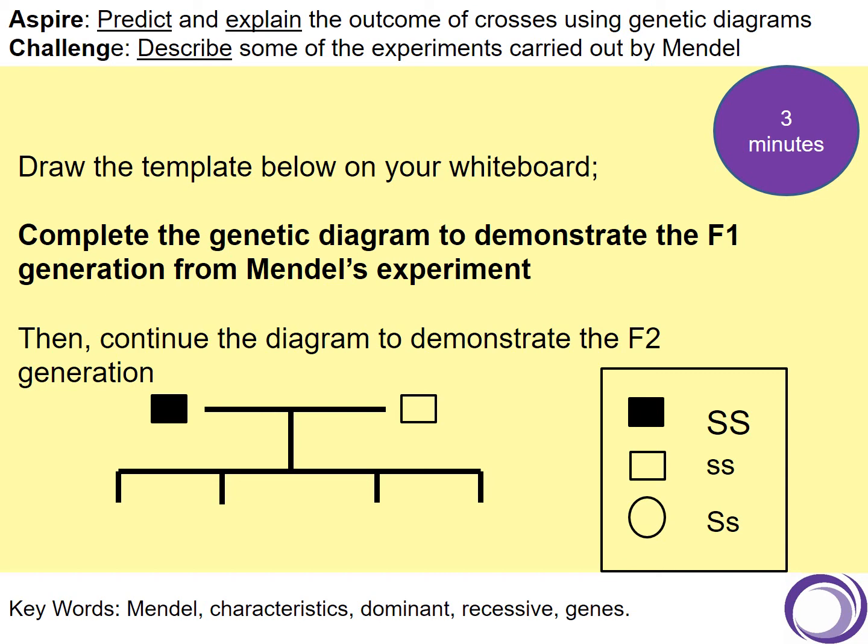So you've been told a black square is capital S, capital S, so round P plant seeds. A white square is homozygous recessive, so wrinkly seeds. And if you were to get a heterozygous offspring, it would be a white circle. So I'm going to give you 3 minutes now. Can you think about what shapes would be at the end of each of those four branches? And can you then go one step further to determine what those offspring in the F1 generation would then go on to produce if they passed on their genes to a second generation? 3 minutes starting now. Off you go.